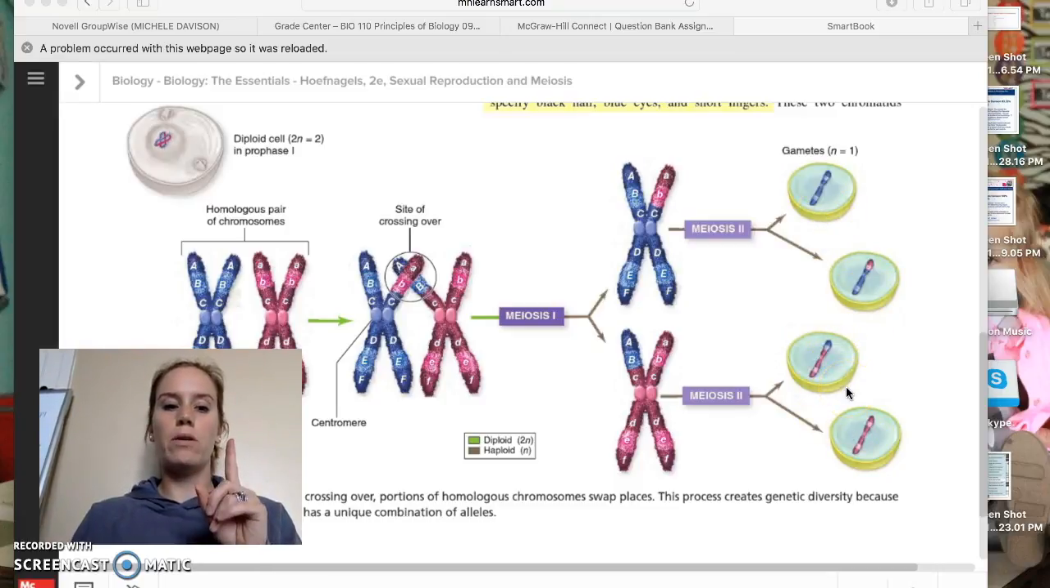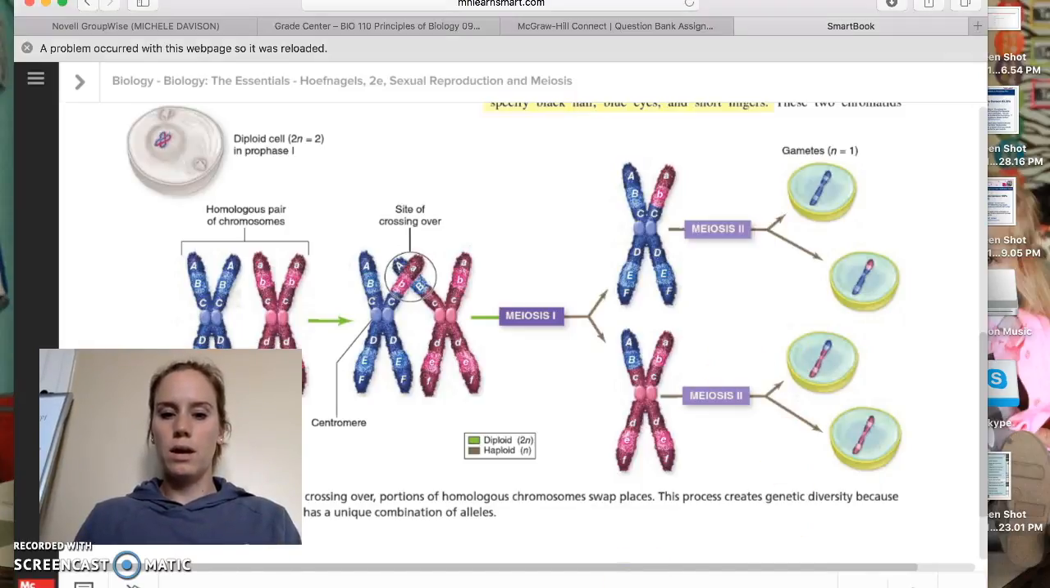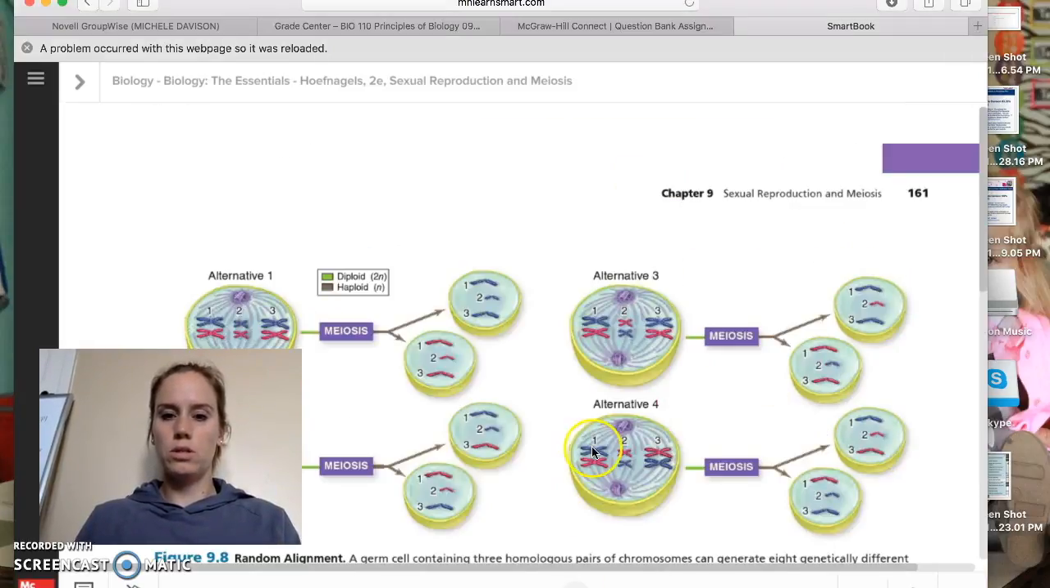So think about if all 23 pairs did that in us. Then we would have an enormous amount of genetic diversity if all of them were crossing over. Now let's see if it will let me turn pages.